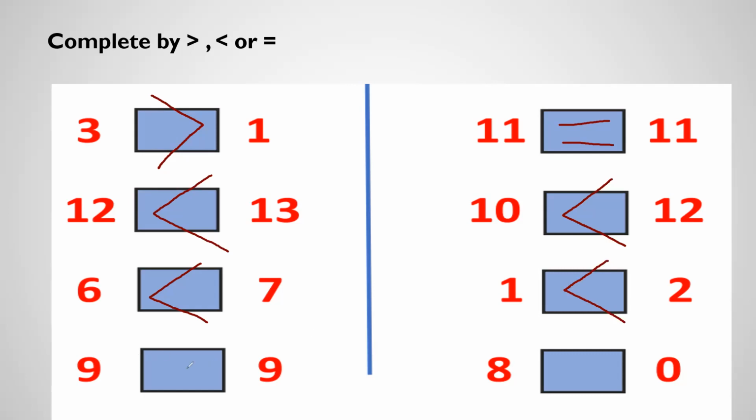Okay, next here we have 9 and 9. So they are the same. We will put equal to. 9 is equal to 9. Here 8 or 0. Yes, 8 is greater than 0. So eat 8 and leave the 0.